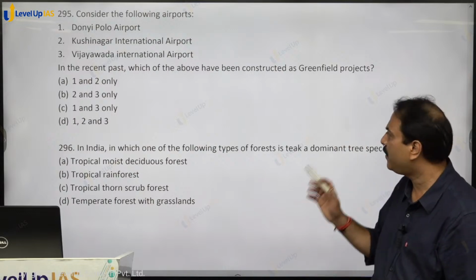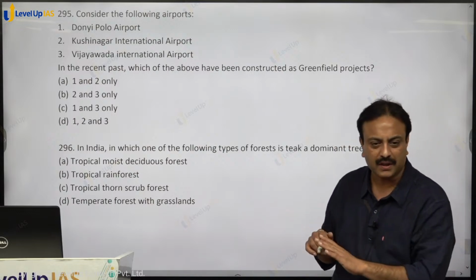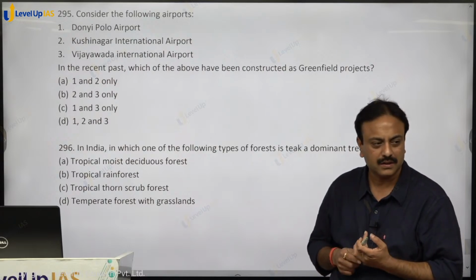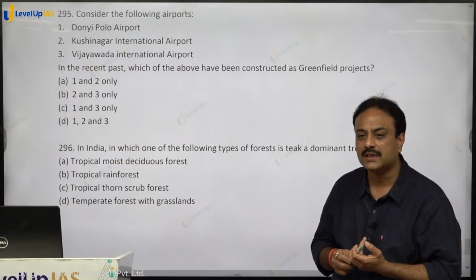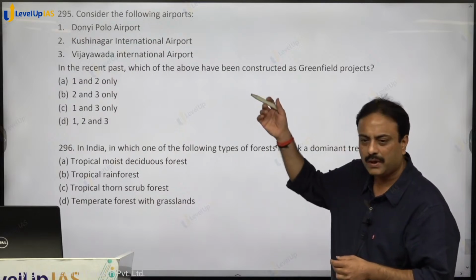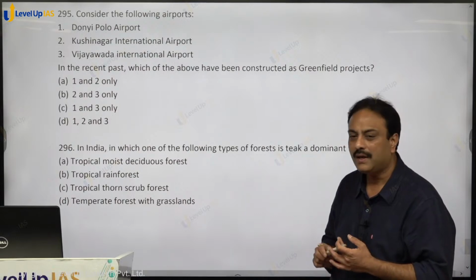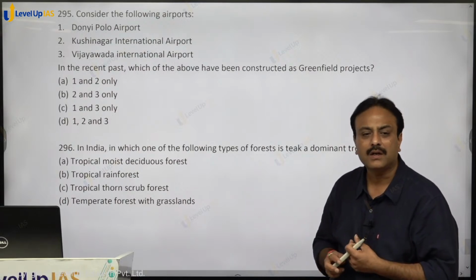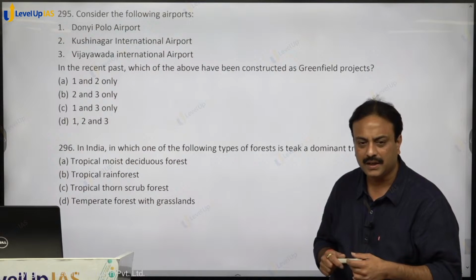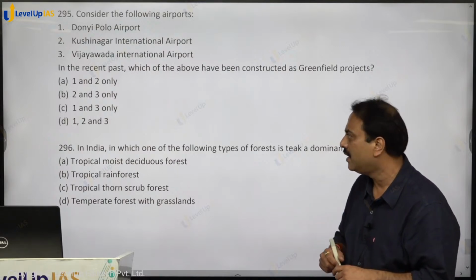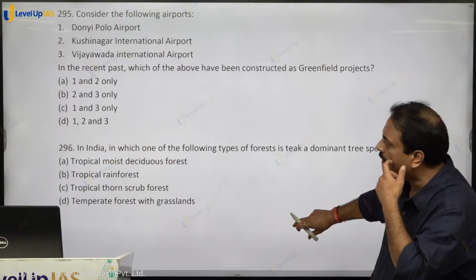Greenfield project means from scratch, from the beginning, right? What is brownfield? Where renovation is carried out, that is called brownfield. So here, which of these airports were constructed as greenfield? The first two, the Itanagar airport and the Kushinagar airport, were constructed as greenfield projects. This was asked by UPSC. 1 and 2 only. Option A for apple shall be the right answer to this question.